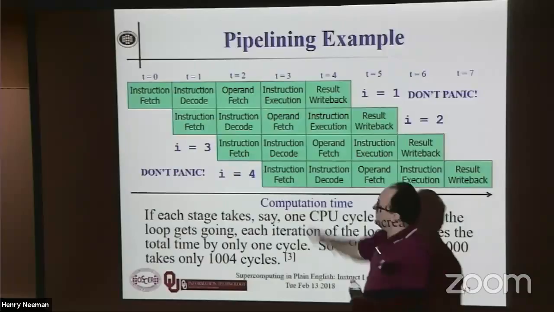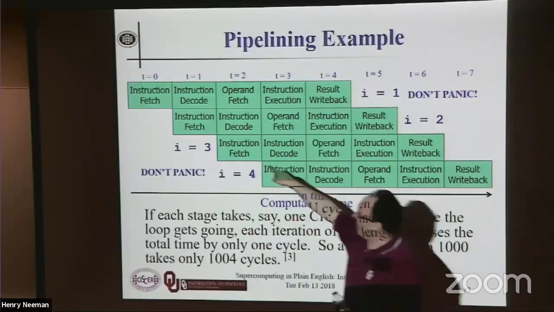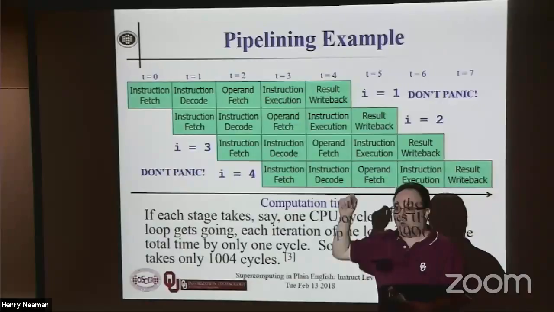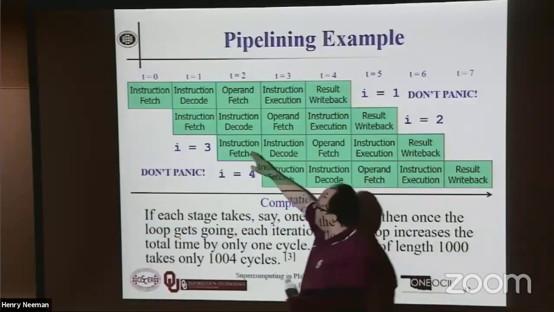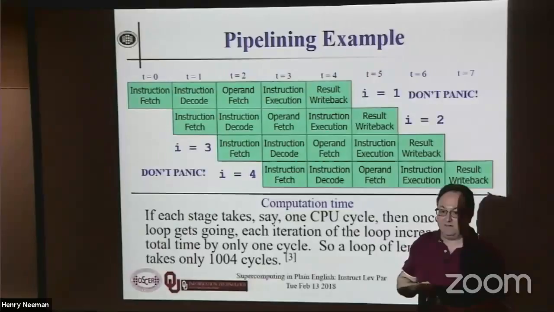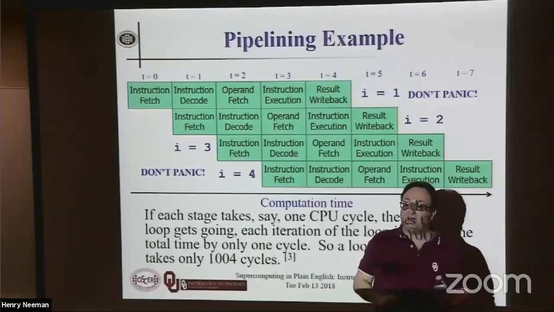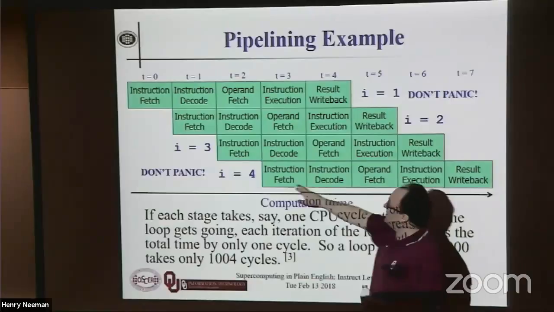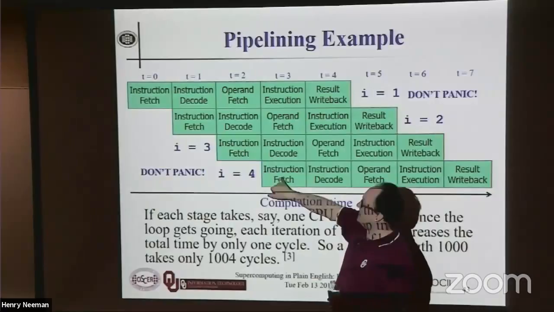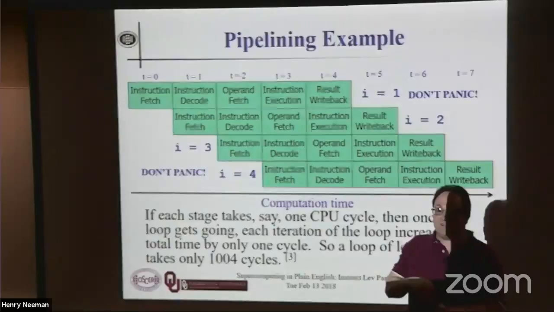Now, at the beginning of doing that loop, you fetch the instruction to work on iteration 1. That happens at time 0. When you get to time 1, one tick of the clock, now you can be fetching the instruction for operand set 2 while you are decoding the instruction for operand set 1. Then the next tick of the clock, you can be fetching the instruction for index 3 while decoding the instruction for index 2 while fetching the operand for index 1. Then on the next step, you can be fetching the instruction for index 4, decoding for index 3, fetching the operand for index 2, while actually executing the instruction for index 1. And so on and so on and so on.